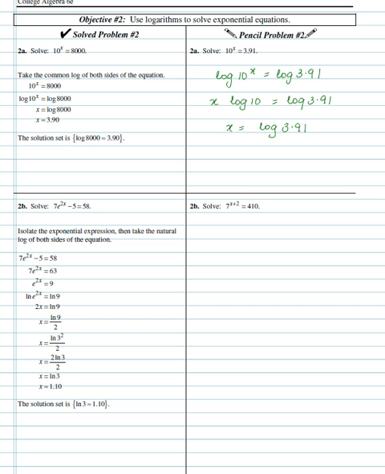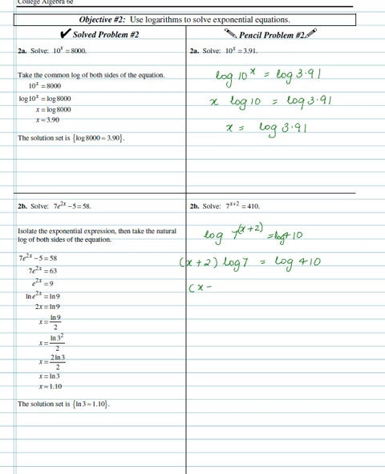Solve 7 to the power x plus 2 is equal to 410. You can either take ln or you can take log. I'm going to use log here. Log 7 to the x plus 2 is equal to log 410. x plus 2 is the power, so it comes right up in the front. So x plus 2 times log 7 is equal to log 410.